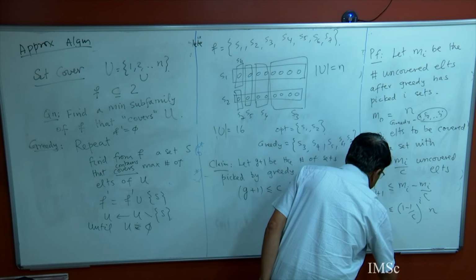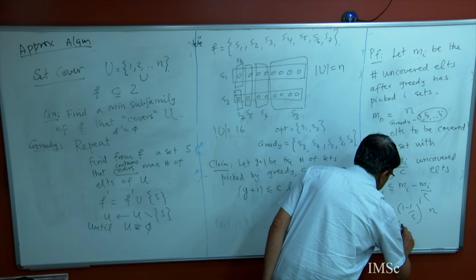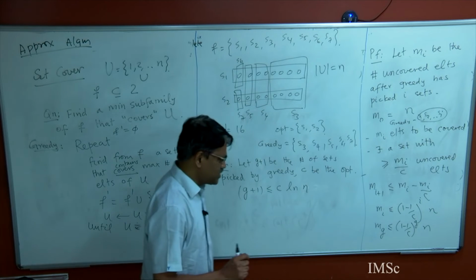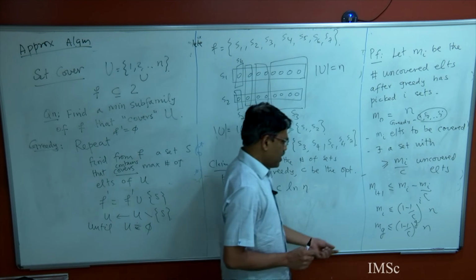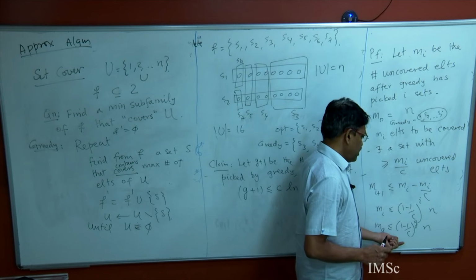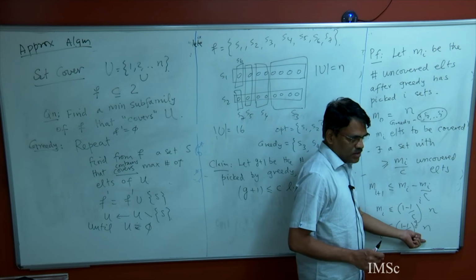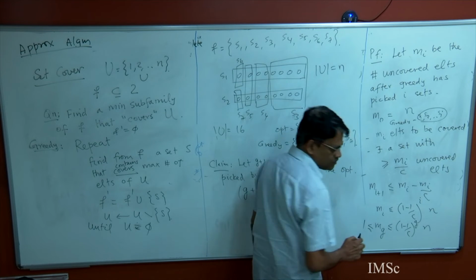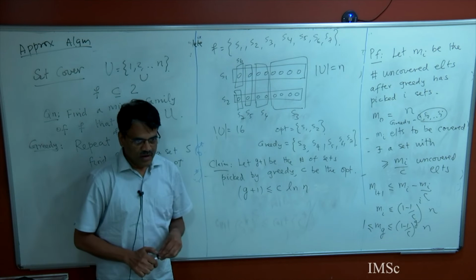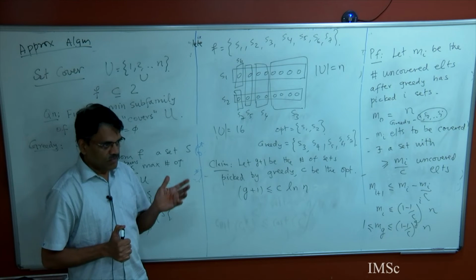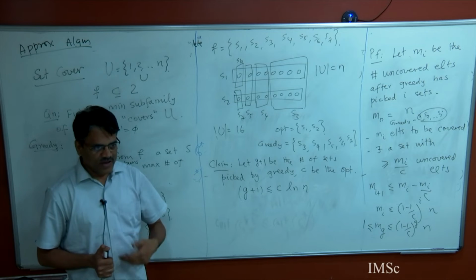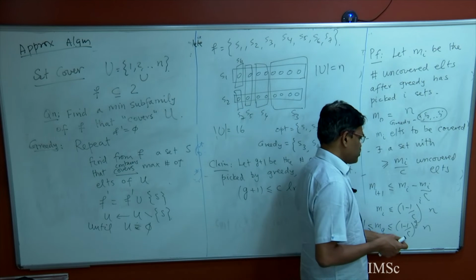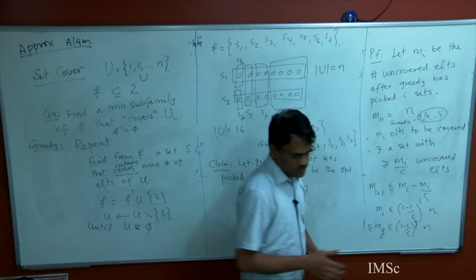So, m_g is at most (1 minus 1 by c) whole power g times n. After greedy has picked g sets, the number of elements to be uncovered is at most this much, and it must be at least 1, right. Why at least 1? Yes, because greedy needs one more step to complete it. So, m_g is at least 1 and at most this.